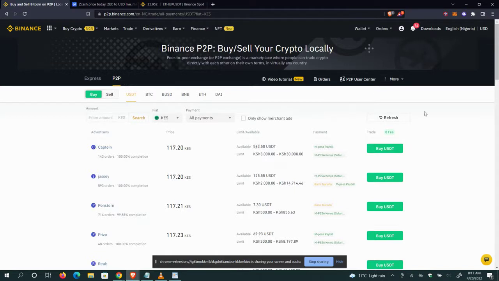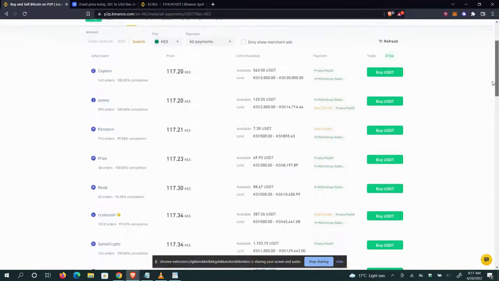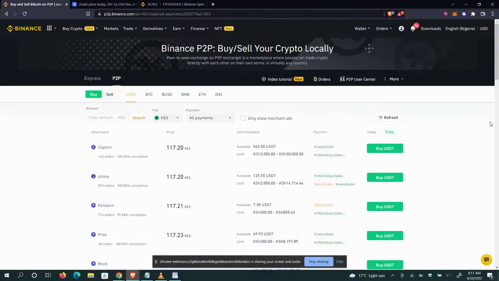The first thing I want you all to do before you buy any coin, because I'm not saying people here are not legit, but in the midst of this legit, we have some people who are scammers. So if you're a newbie and you want to purchase any crypto coin, be it USDT, BTC, BUSD, BNB, Ethereum or DAI, and you don't want to fall victim to a scam, because sometimes it does happen a lot. Not that you don't have legit people here, but just to be on the safe side.